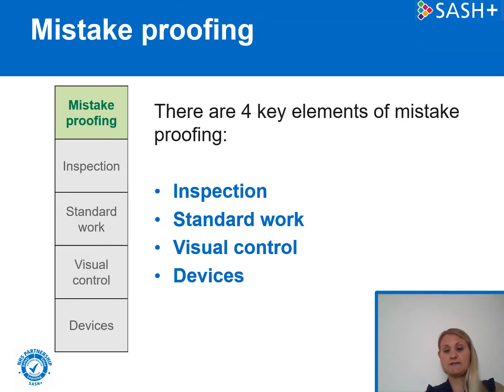So once you've identified your mistake and defect, so you've got your problem, you've then looked at the root causes of the problem. There are 4 elements of mistake proofing that can help you address those problems. So we've got inspection, standard work, visual control, and devices. And we'll now go through each one of those in turn with some examples.